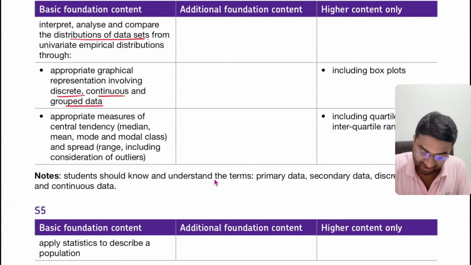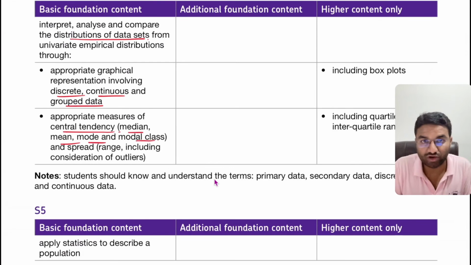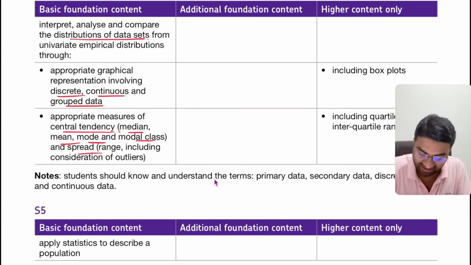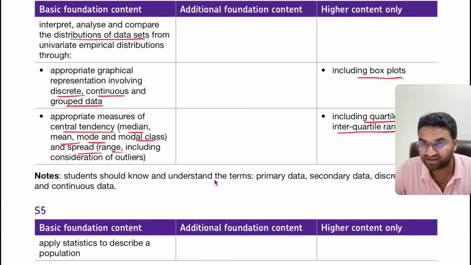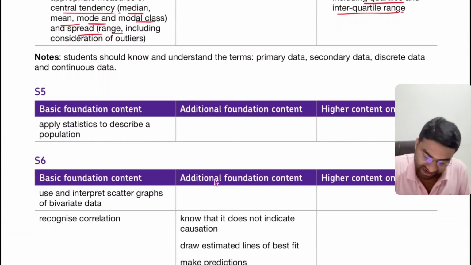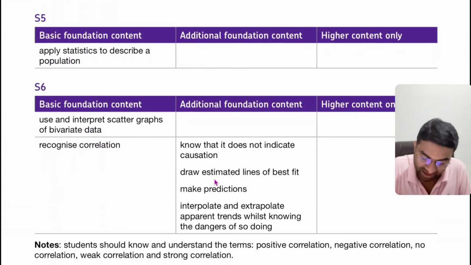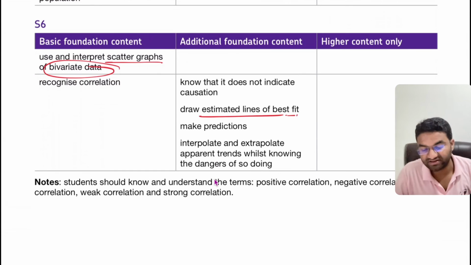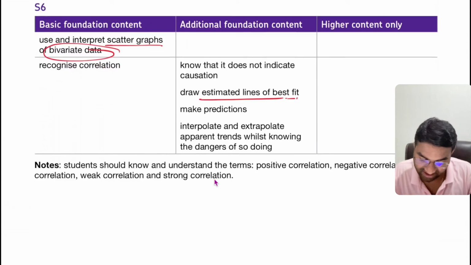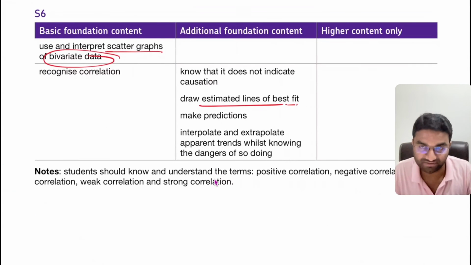So discrete, continuous, and grouped data, central tendency such as median, mode, mean, modal class, and spread meaning range. Outliers. For higher grade students, they have quartiles and interquartile range. We even have the box and whisker plot. Then we have to use statistics to describe populations. Then we have graphs for bivariate data, so draw and estimate the best line of fit on a graph. These are the topics under statistics.